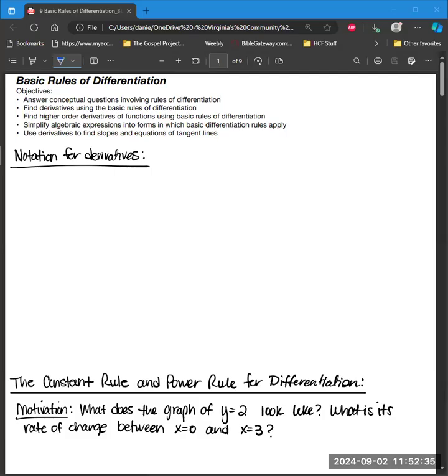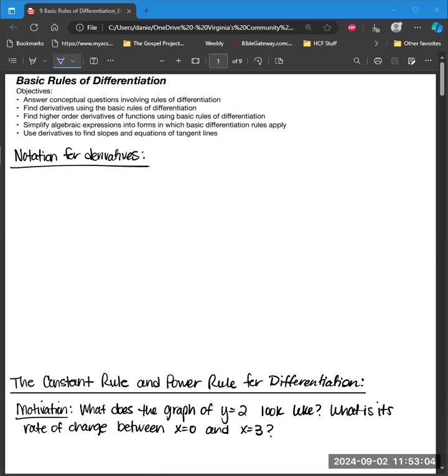In this video, we're going to talk about basic rules of differentiation. Our objectives will be to answer conceptual questions involving rules of differentiation, to find derivatives using the basic rules of differentiation, to find higher order derivatives of functions using basic rules of differentiation, to simplify algebraic expressions into forms in which basic differentiation rules apply, and to use derivatives to find slopes and equations of tangent lines.